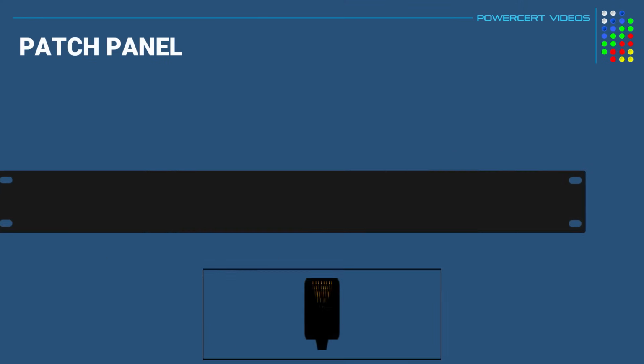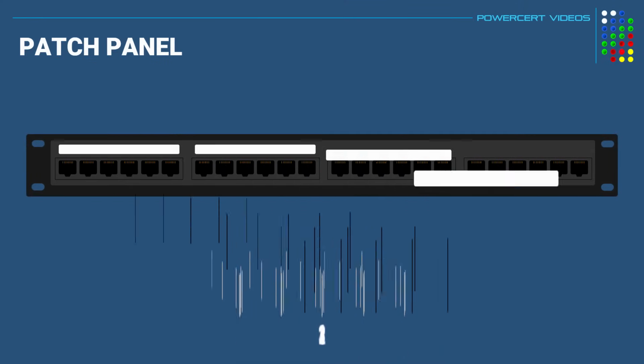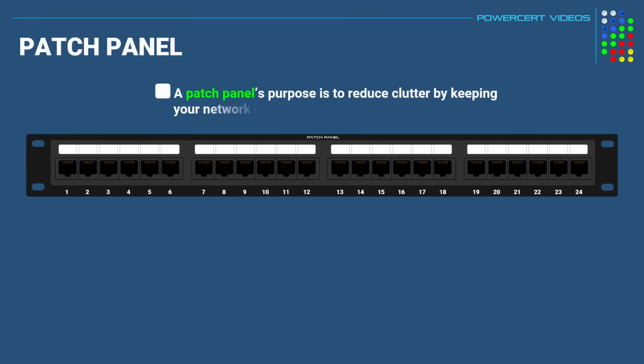Hello everyone, in this video we're going to be talking about patch panels. Now a patch panel is a flat piece of hardware with network ports that is typically located in a server room or wiring closet, and its purpose is to reduce clutter by keeping your network cables neat and organized.